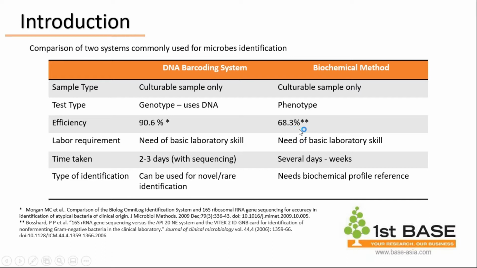68.3%. Also, DNA barcoding can be used for novel species, which are unknown species, because you can compare the similarity of the unknown species with a huge bunch of known species in a database. But for biochemical tests, you need to have a hint of the biochemical profile of the species, and only then do you know which test to carry out.